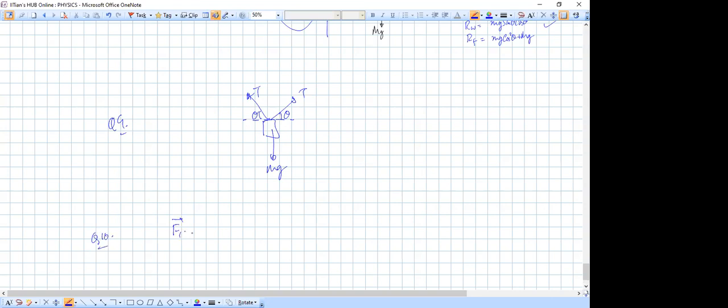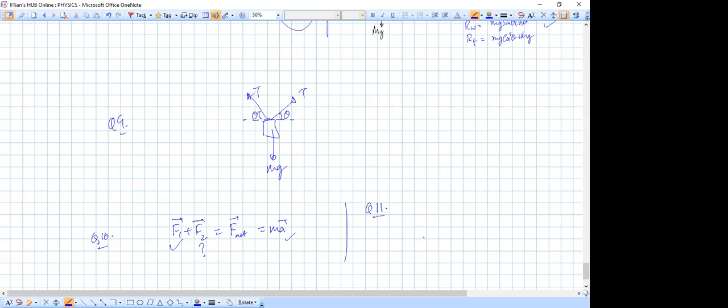F1 plus F2 should become the net force. So in this, this is given, this is unknown, and that should be equal to mass into acceleration. This is also known. So use component algebra to solve. All right. Similarly, I think the 11th question also you should be able to manage. I'll just give you a hint for it.